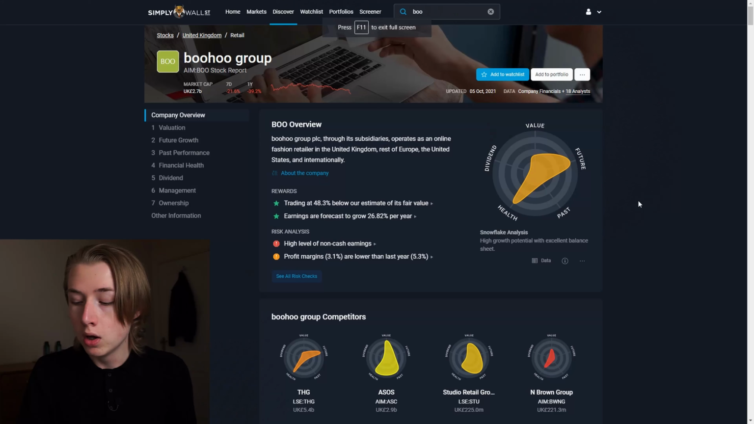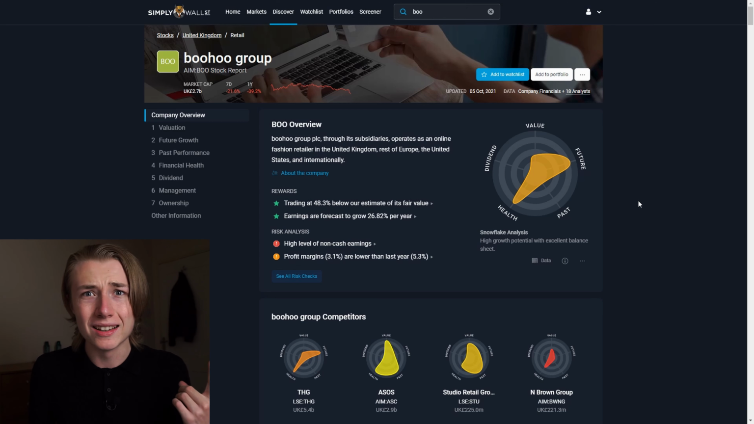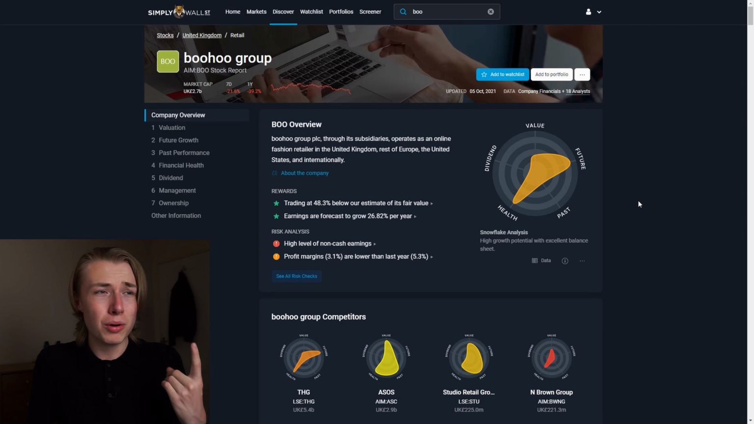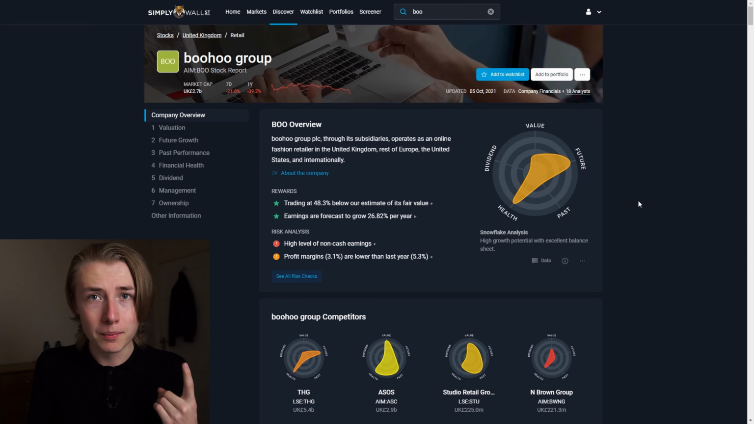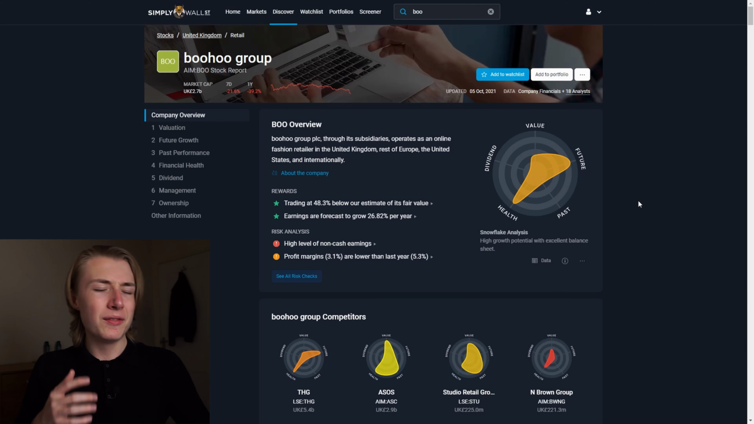So when we jump onto the likes of Simply Wall Street, we can see that Boohoo in the last year has done awful. In fact, you'll likely see the title and see that shares are down probably near 50%. Boohoo has had a massive drop, and this is due to their most recent earnings. They've definitely had lower revenue expectations.